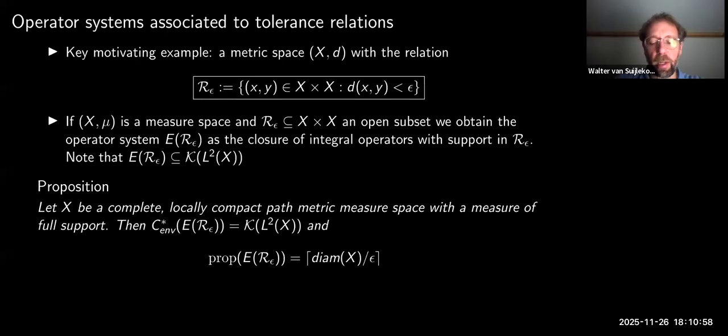But other than that, it's quite straightforward to check that if you take the Cesàro envelope, or let's look at the Cesàro algebra generated by E of R epsilon, then that will be the compacts. And the compacts have the same property about these ideals, that you cannot quotient out something because the ideals will be trivial. So you end up with this being the Cesàro envelope.